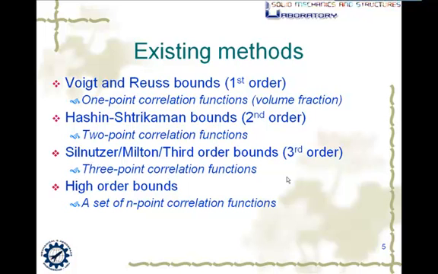For brief background, I list some of the main existing methods here. Voigt bounds, which are the arithmetic mean of all the material properties, give the upper bound, and Reuss bounds, which are the harmonic mean of all the material properties, give the lower bound. The Hashin-Shtrikman bounds are known as second-order bounds because they include the two-point correlation functions, and the third-order bounds use three-point correlation functions. The higher the order, the more information provided from the microstructure, which leads to narrower bounds. But it is hard to get n-point correlation functions when n is larger than 3.